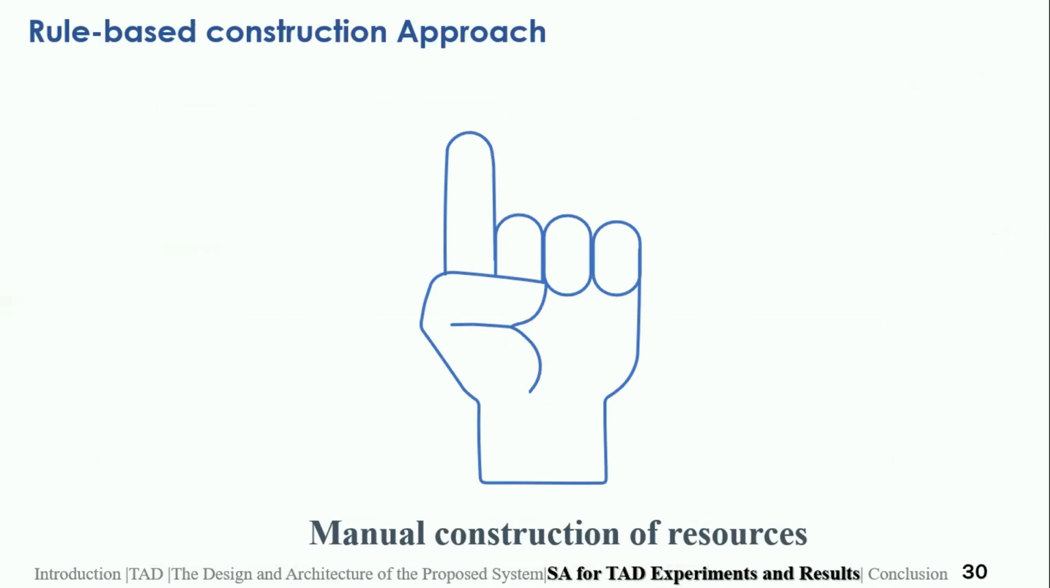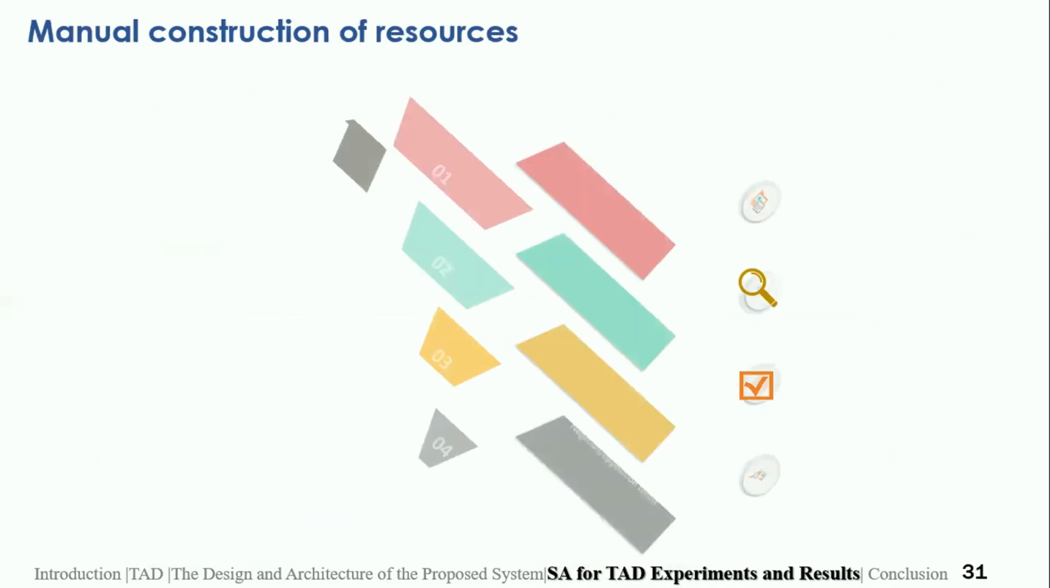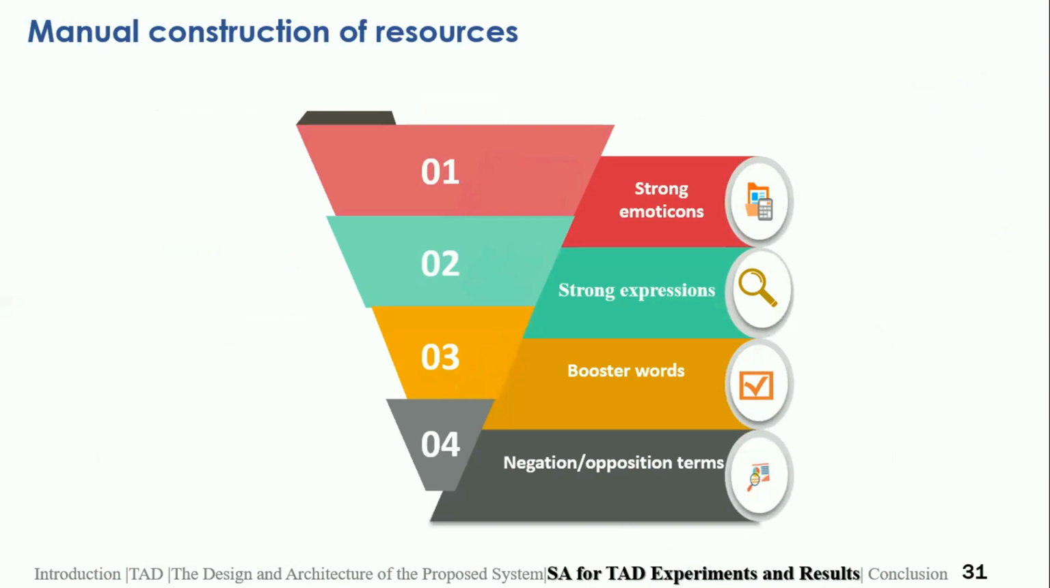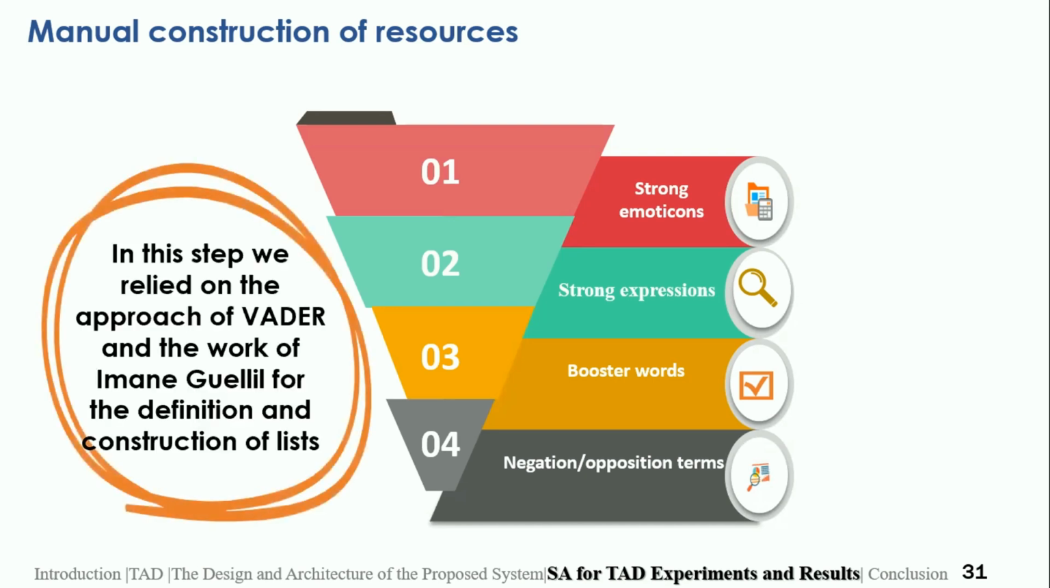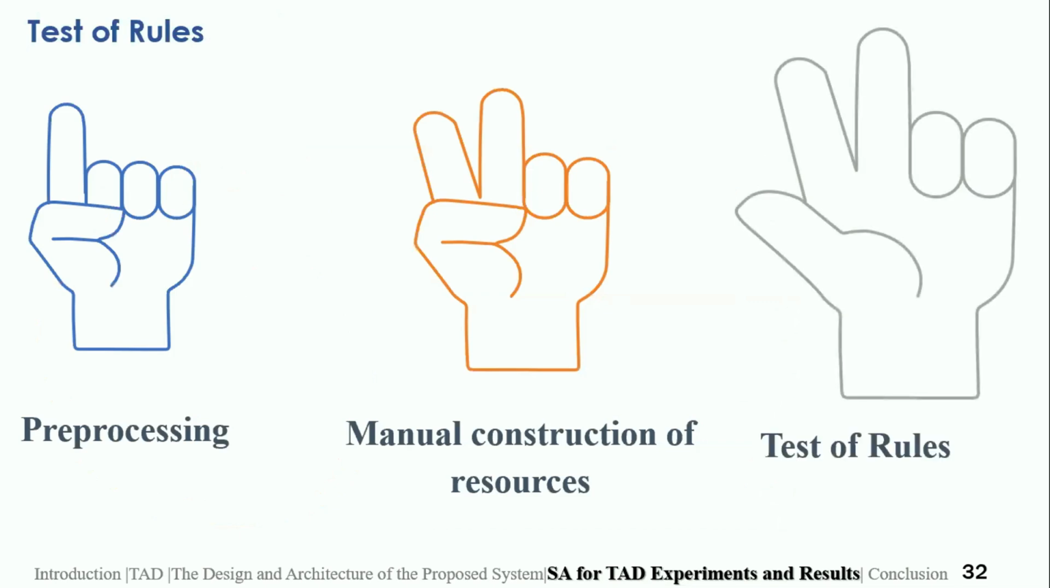Manual construction of resources. In this step, we have chosen to create manual rules. The first one is the strong emoji. The second one is the strong expression. The third one is the booster word. And the last one is the negation and opposition terms. In this step, we relied on the approach of VADER and the work of Iman Gouli for the definition and construction of our lists. Then the test of our rules.